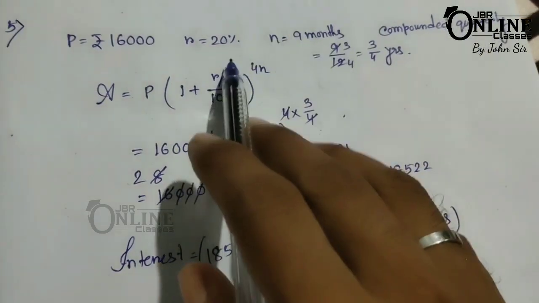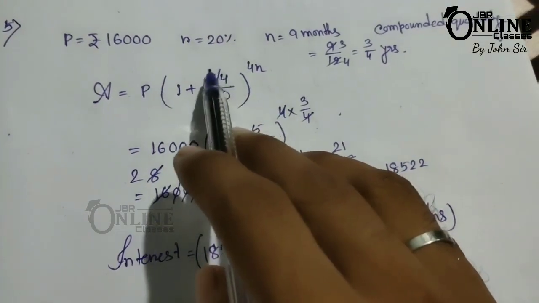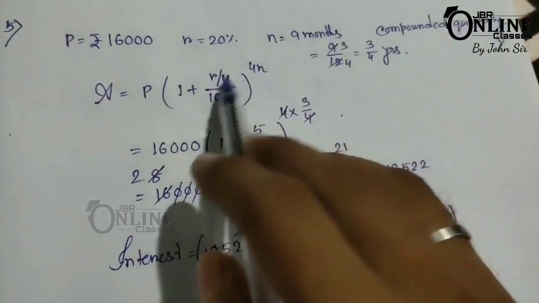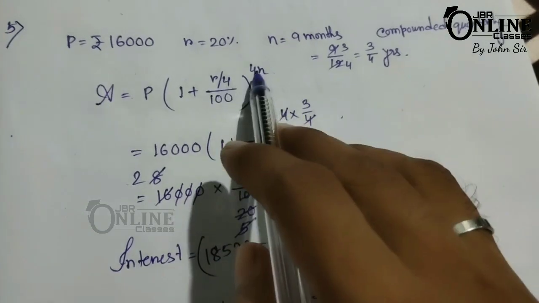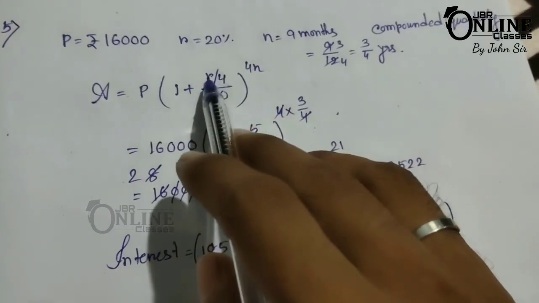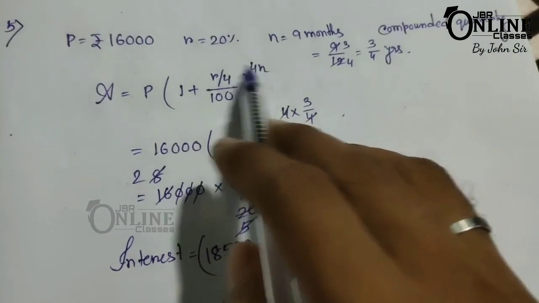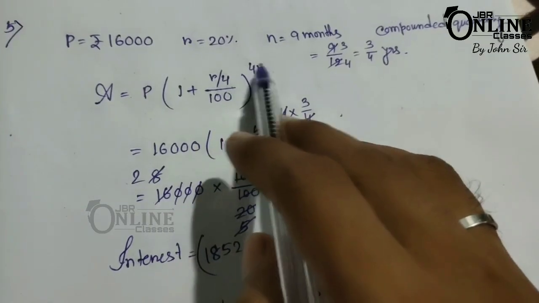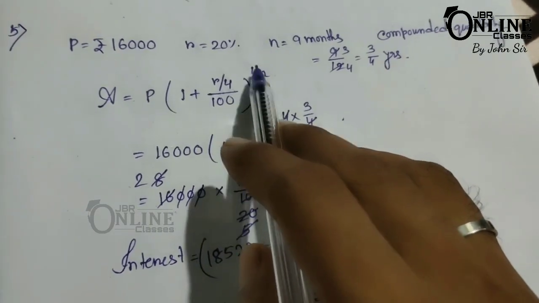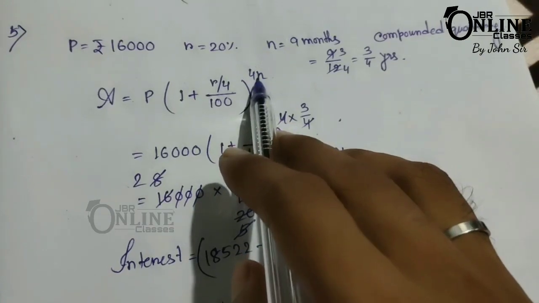Now the formula will be, instead of r by 2 for half yearly, here for quarterly it means r by 4, and here 4n. So half yearly means r by 2 and quarterly means r by 4. So here 2n, so write down here 4n. 2n for half yearly, 4n for quarterly.